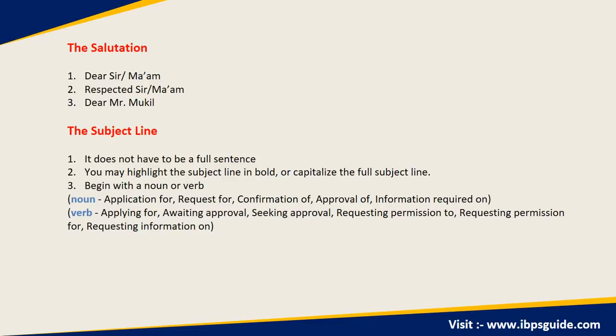So suppose you're starting with a noun. Application for, request for, confirmation of, approval of, information required on, and so on. Okay, so for example, if you're writing a letter requesting permission for something, you can write the subject line as requesting permission. Okay, so that would be a verb. Applying for, awaiting approval of, seeking approval for, requesting permission, requesting information, and so on.